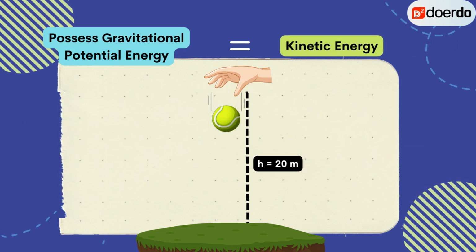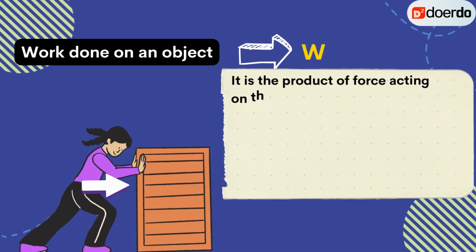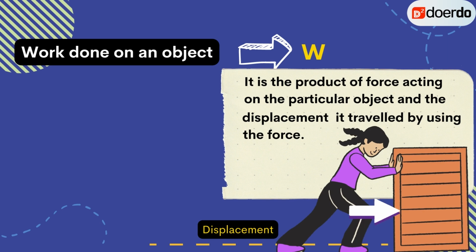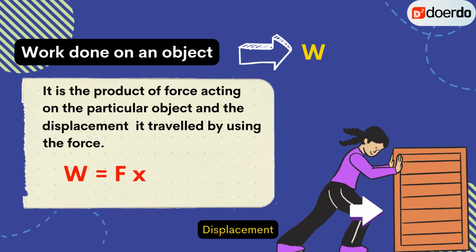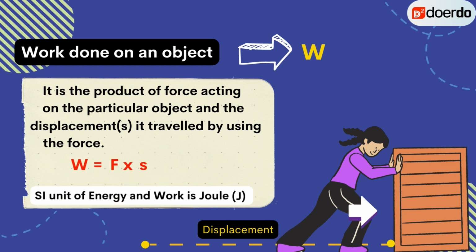Work done on an object, given as W, is the product of the force acting on a particular object and the displacement it travels by using that force. So, the formula for work done W can be given as the product of the force applied on the object and the displacement it has traveled from the initial position to the final position, which is given as S. The SI unit of energy and work done is joules.